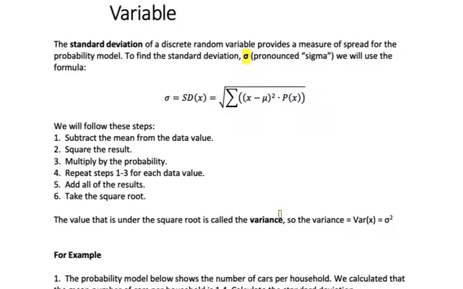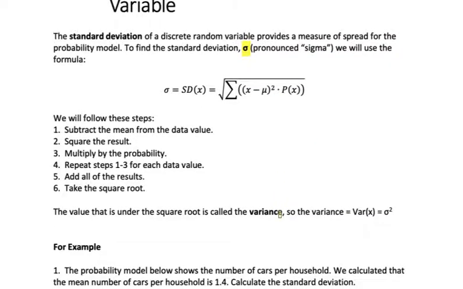It's a few steps. So what you need to do first is subtract the mean from the data value, square the result, and multiply by the probability. And then you're going to repeat those three steps for each data value. When you're done with that, you add them all together. And finally, at the end, you take the square root of the number that you get to get the final answer. The value under the square root is called the variance. You may see that term pop up occasionally, but normally we focus on the standard deviation.